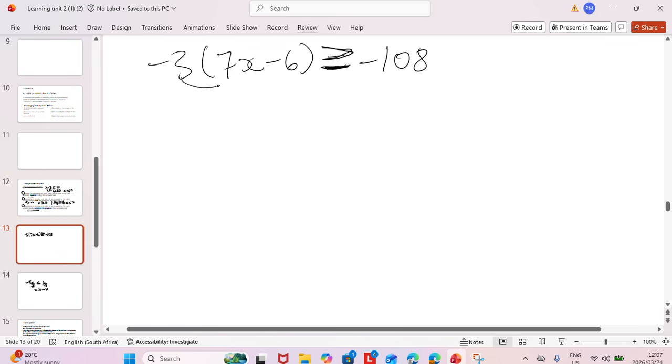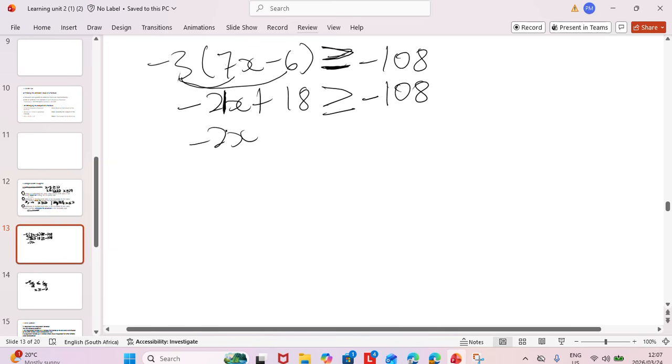Minus 3 will multiply positive 7. Are we clear? You'll get minus 21x, and then minus 3 will multiply the negative 6. It will be a positive 18. So positive 18, greater or equals to minus 108. Okay, it's minus 21 here, guys. Minus 21x greater or equals to minus 108.